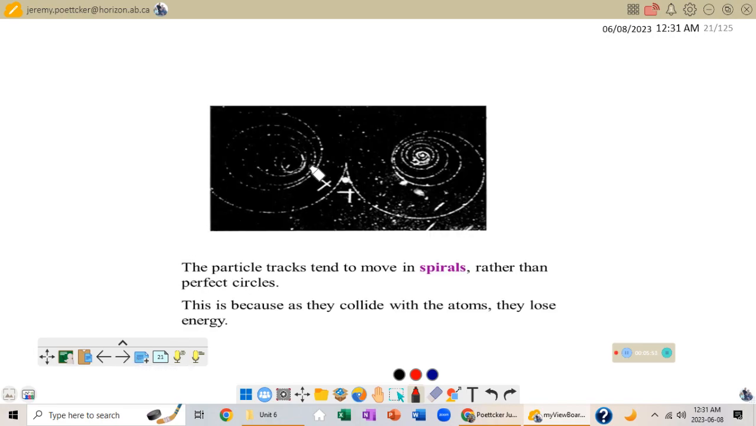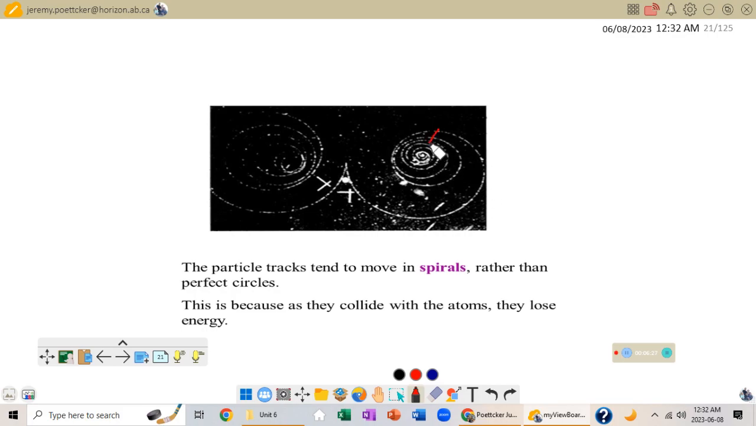Particle tracks tend to move in spirals rather than perfect circles. This is because as they collide with the atoms, they lose energy. So what you can see here is this spiral going in both directions, one of them being a beta particle, and one of them being an anti-electron, or a positron. Right, so same mass, and you can see the spirals are very similar.